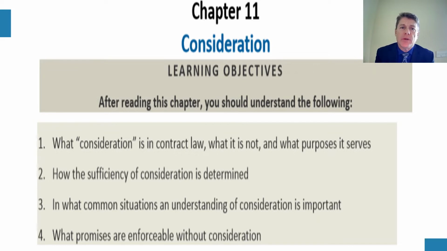Today we're going to be looking at Chapter 11, which involves consideration. As you may recall from our previous chapters, we're slowly winding our way through understanding all of the elements that are necessary for an enforceable agreement. So we've discussed offer and acceptance. Sometimes those are coupled together and referred to as mutual assent.